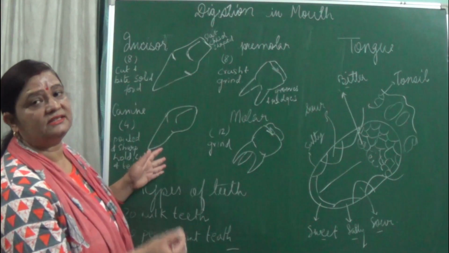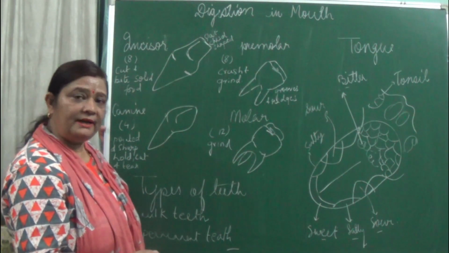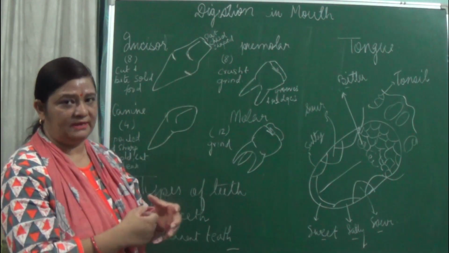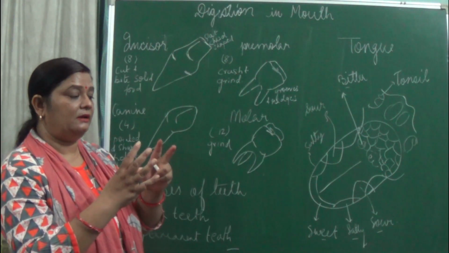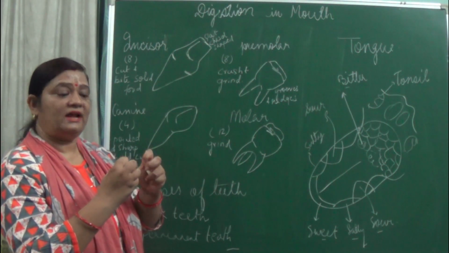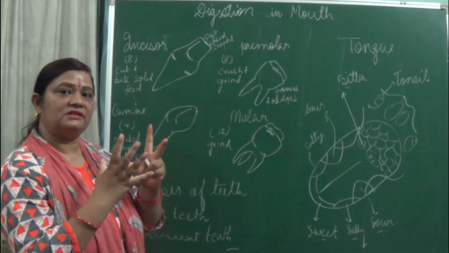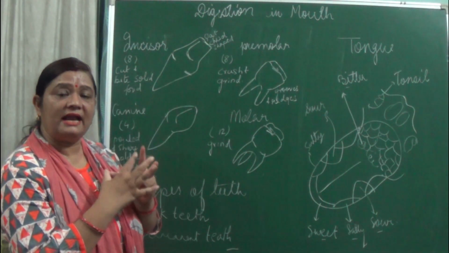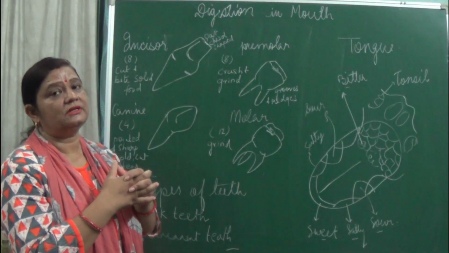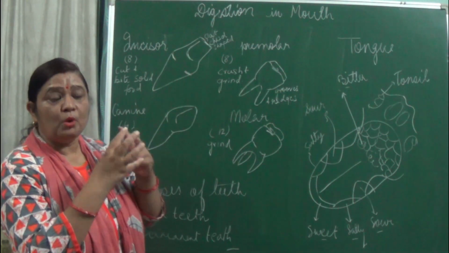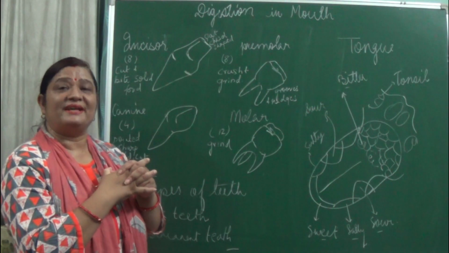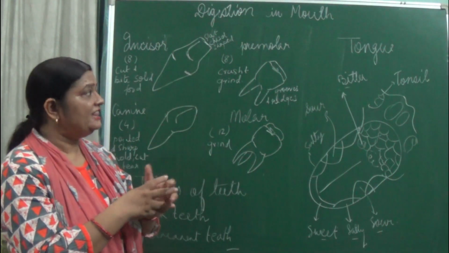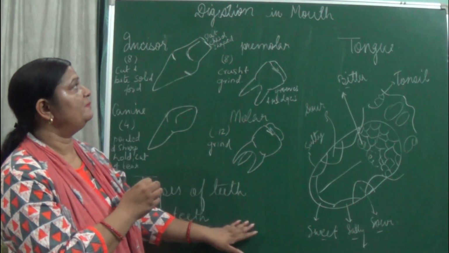From here it is sent to the esophagus or food pipe. In the food pipe, sphincter muscles are present, and with contraction and relaxation, they pass the food inside the stomach. This contraction and relaxation of the muscles of the esophagus is known as peristalsis, and the movement is known as peristaltic movement. And this is how the digestion takes place in the mouth.